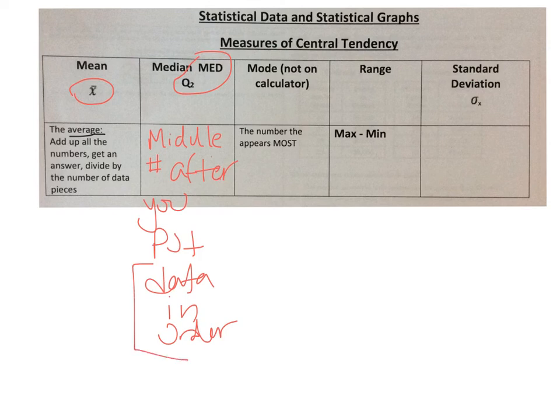Mode. This is not on the calculator. It's the number that appears the most often. And how I remember it is MO for mode, MO for most, MO, most often. Your range is when you take your max number and you subtract your min. So your max minus your min.